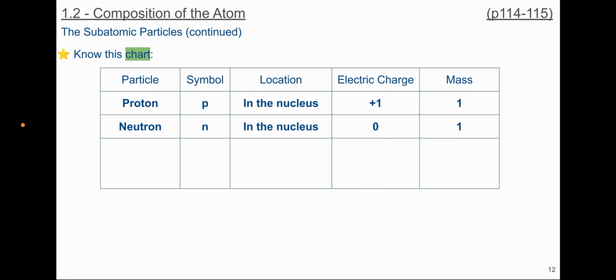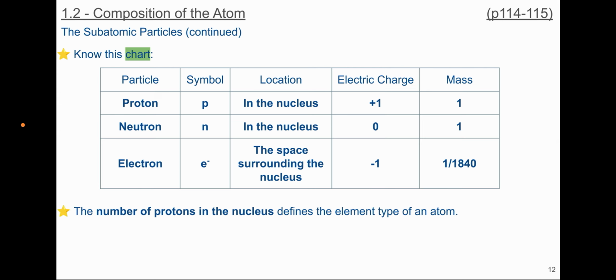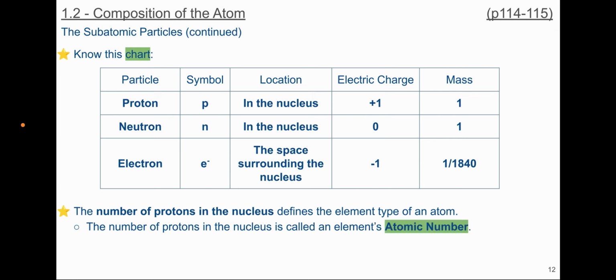And then electrons, they have the symbol of an e with a little negative sign up there, and they live in the space surrounding the nucleus. They have an electric charge equal but opposite that of a proton, so a -1, equal in size but opposite in charge. And they have a mass much, much smaller than protons and neutrons, about 1 in 2,000th the size. So the number of protons in the nucleus defines the element type of an atom. It's those protons that define it. And the number of protons in the nucleus is also called an element's atomic number.